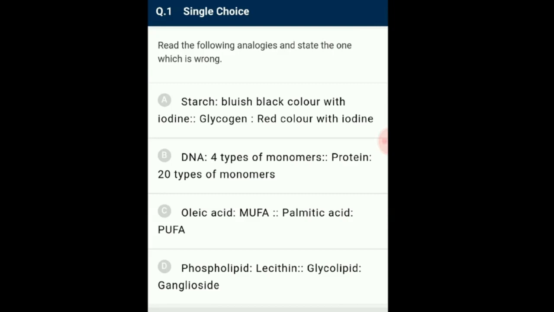Fatty acids can be saturated or unsaturated depending on the absence or presence of double bonds. Unsaturated fatty acids can be monounsaturated fatty acids, that is MUFA, or polyunsaturated fatty acids, PUFA, as they can have only one double bond or multiple double bonds respectively. Examples of MUFA are oleic acid, palmitic acid, etc., while omega-3 fatty acid is PUFA. So the answer for this question is option C, oleic acid, MUFA, palmitic acid, PUFA.